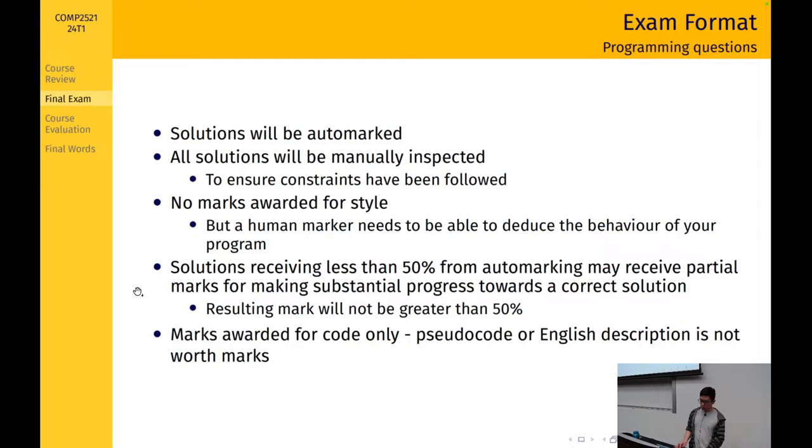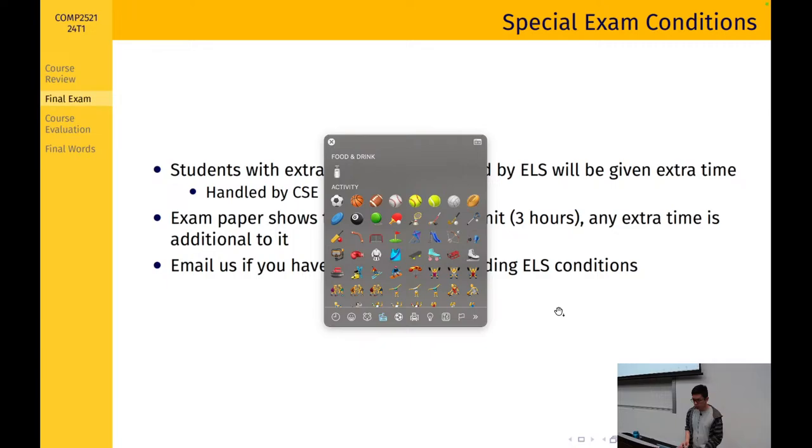Okay, and partial marks are awarded for code only. All right, so if you have pseudocode or English descriptions, you need to actually write code in order to get marks.